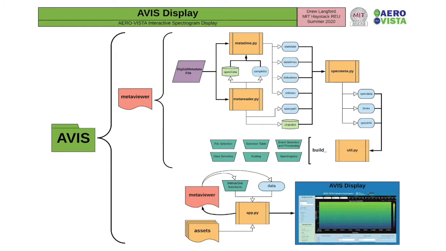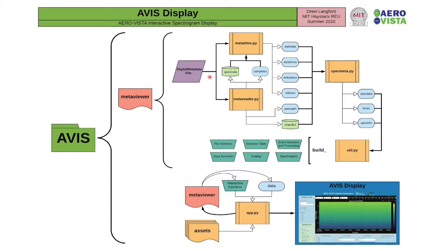This graphic gives the overall structure of the AVIS software. The AVIS software contains both front-end and back-end code. The back-end portion of the software is contained in the MetaViewer package. This package contains 4 modules: the MetaTime, MetaReader, util.py, and SpecMeta modules. The summary data will begin as a Digital Metadata formatted file, which is from the Digital RF package, a package maintained by a research scientist here at MIT Haystack.